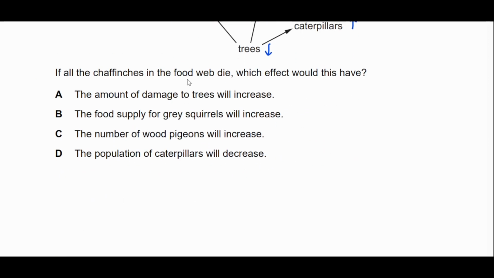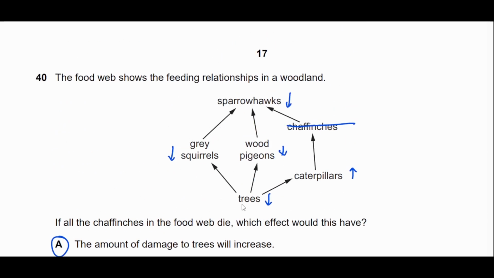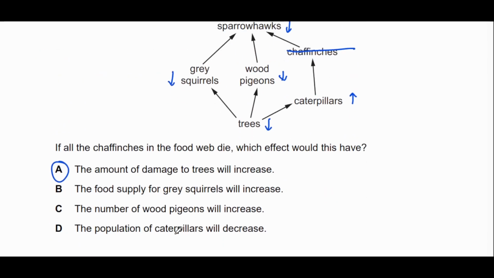The amount of damage to the trees will increase. That's the answer. Correct. The food supply for gray squirrels will increase. That's wrong because trees decrease. The number of wood pigeons will increase. That is wrong because trees decrease again. The population of caterpillars will decrease. That's wrong because caterpillars don't have a predator anymore.